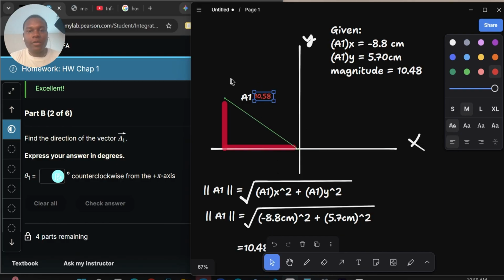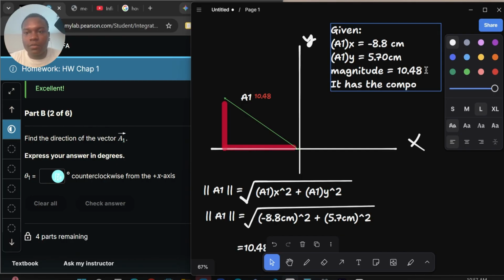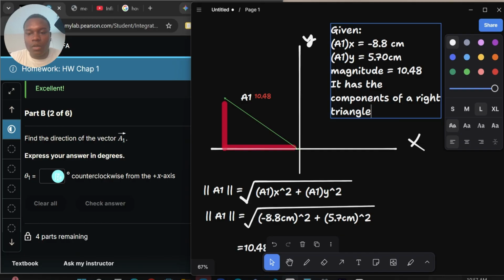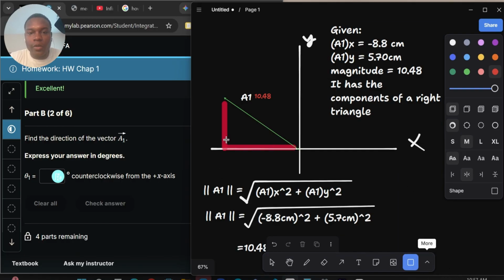So we know this hypotenuse is 10.48. All right. Now treating this like another given is something really simple. It has the components of a right triangle. So what we're going to do is show that this is a right angle. The x component and the y component create a right angle. So we know this angle here is 90 degrees.